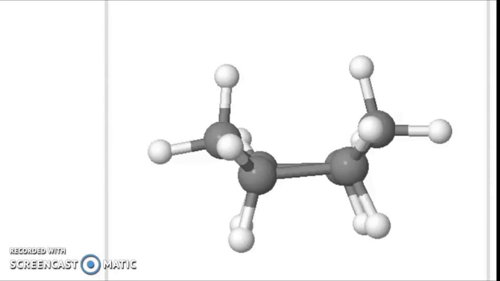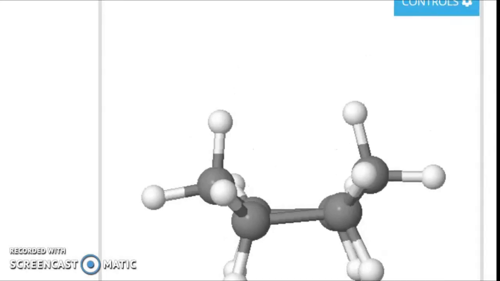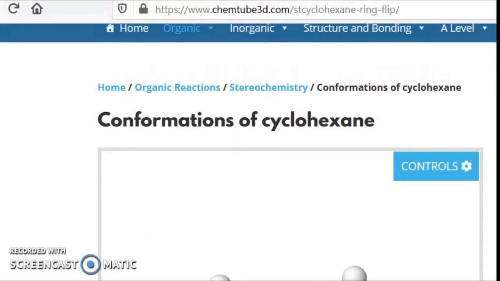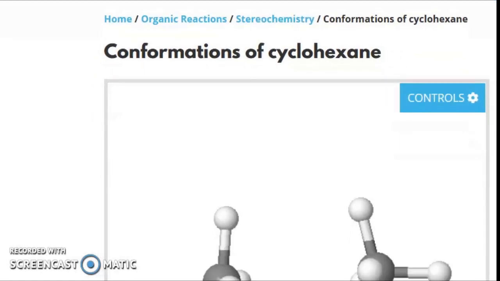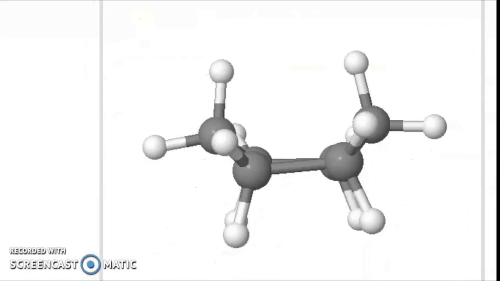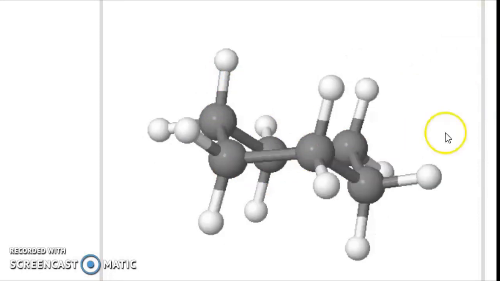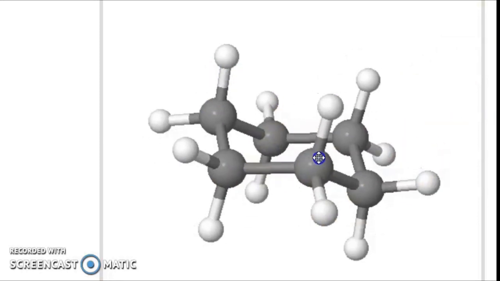To explain the structure of the boat conformation, I am taking the help of the website ChemTube 3D, wherein we get the molecules in their three-dimensional form, and we can even flip, spin or rotate the molecule. Now let us take up the ball and stick model of the boat conformation. This was our chair conformation, right?